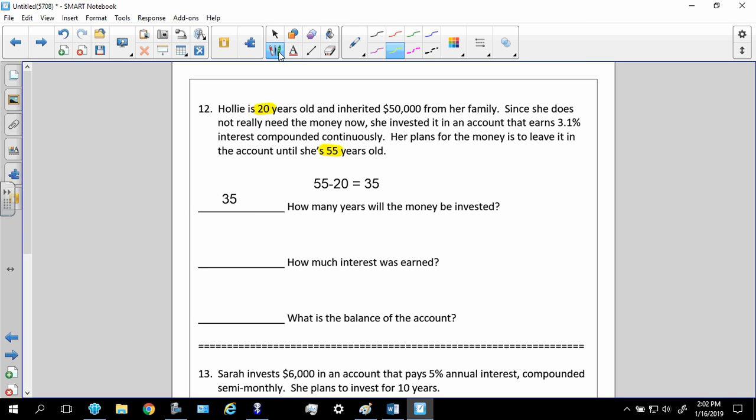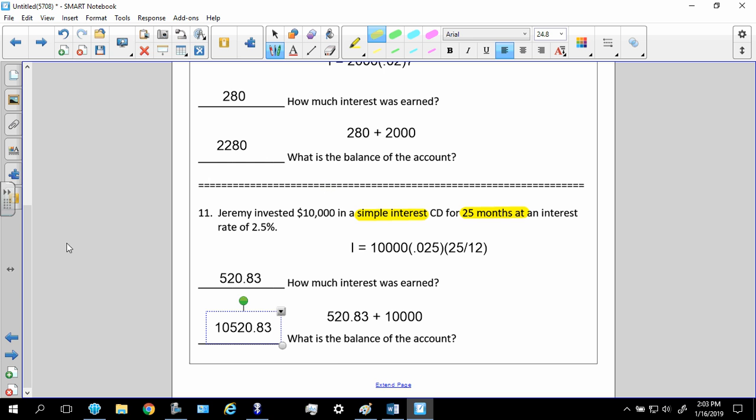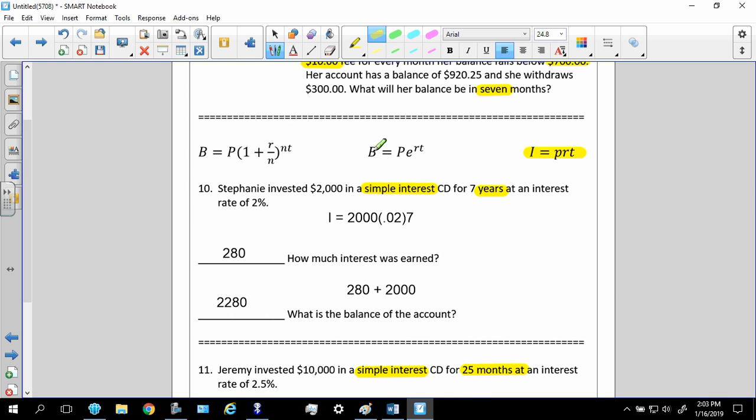All right, now what formula are we going to use? There is a buzzword in there, and I think, oh, there it is, continuously. That's the PERC formula. So that's the formula we're going to be using.